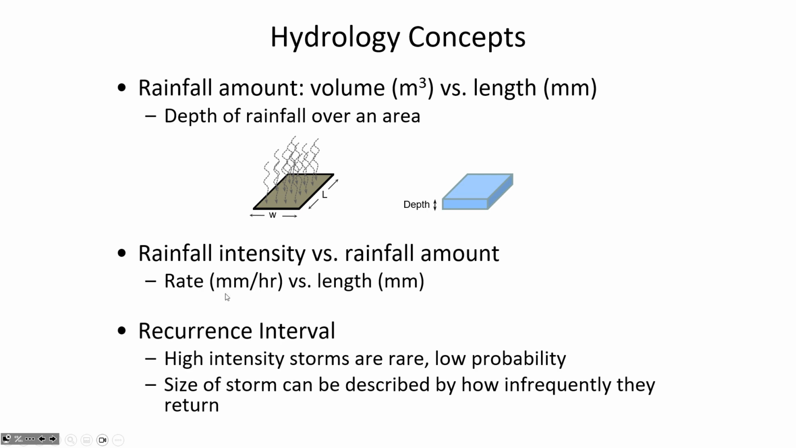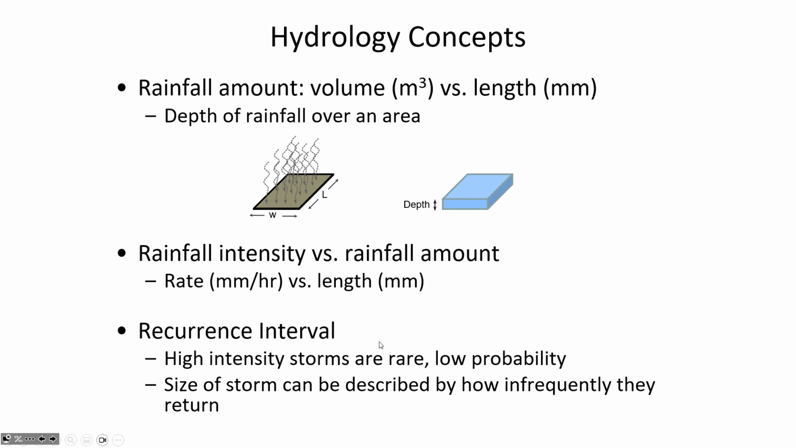Storms are sometimes described by their recurrence interval. And I spoke about this a little bit on Monday, how some storms which are very high intensity have a rare, limited occurrence on any given year. And so we can describe storms' size and intensity by how rarely they come along and how infrequent it is that we would see one of that size.